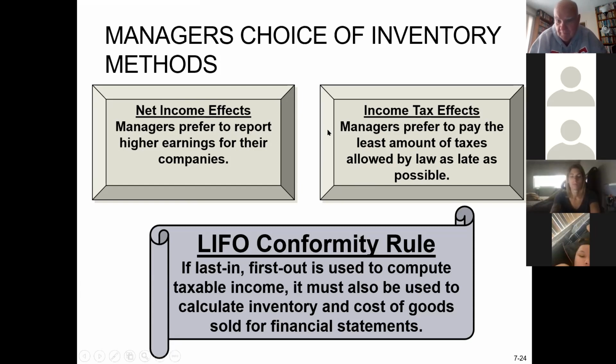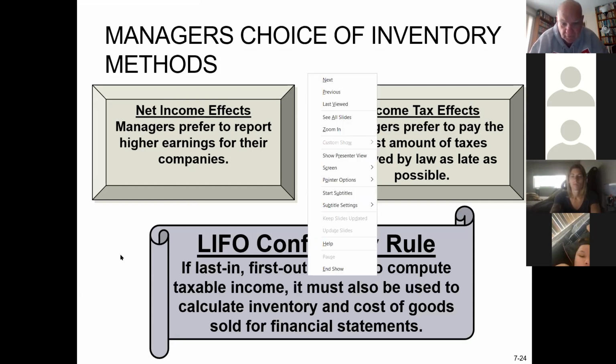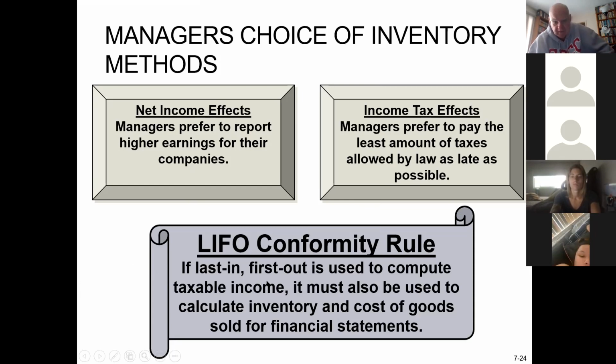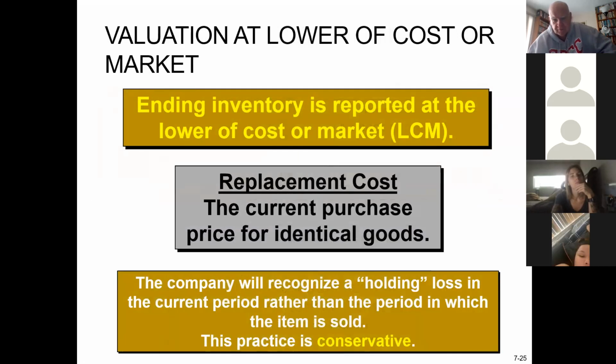Income tax effect. Other managers prefer to pay the least amount of taxes allowed by law. Okay, maybe LIFO comes in. If you use last in, first out for your taxable income, it must also be used to calculate inventory and cost of goods sold for tax purposes. And again, don't get too heavy into that. We have a great tax course here taught by Professor Barbara Owie, and that's just a well-regarded course.